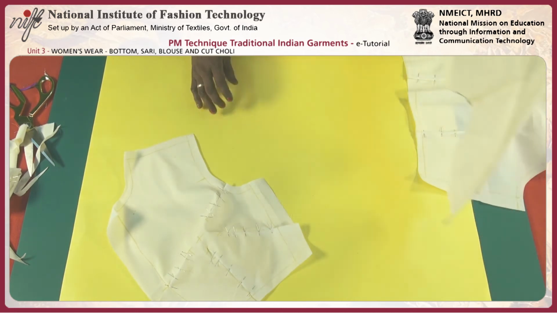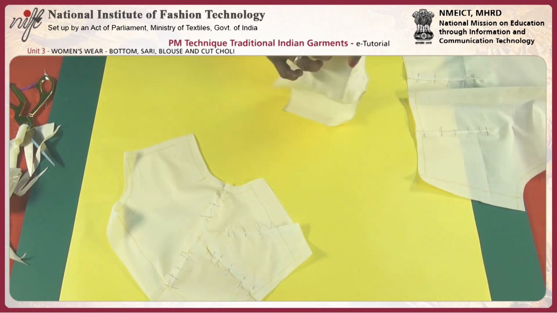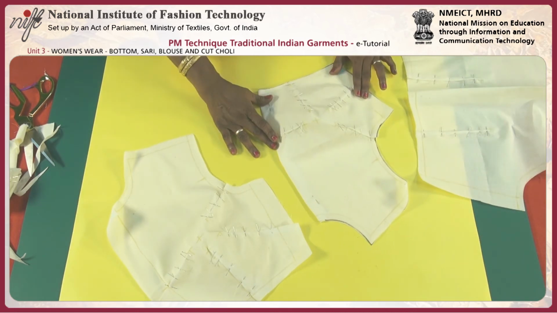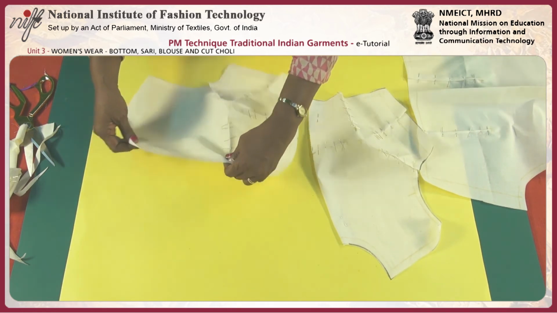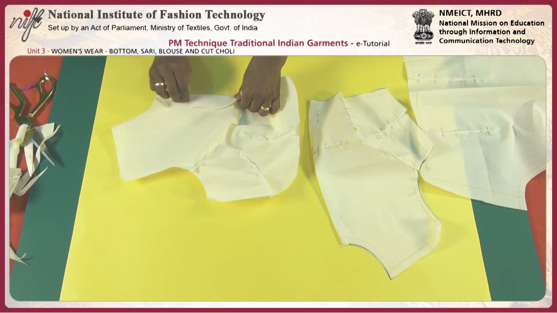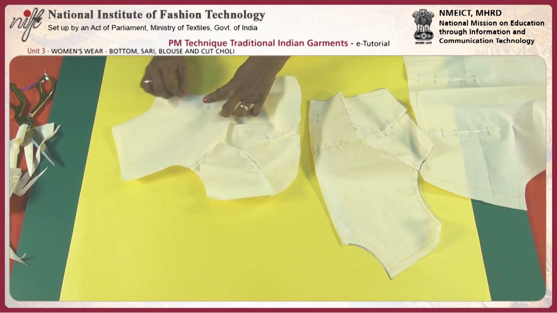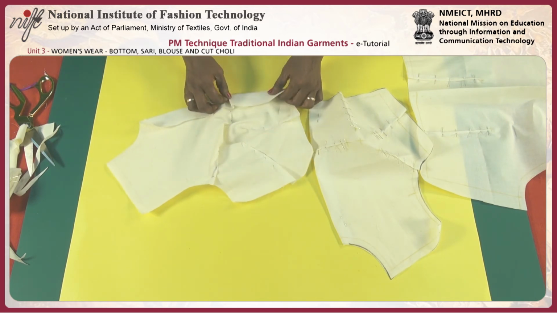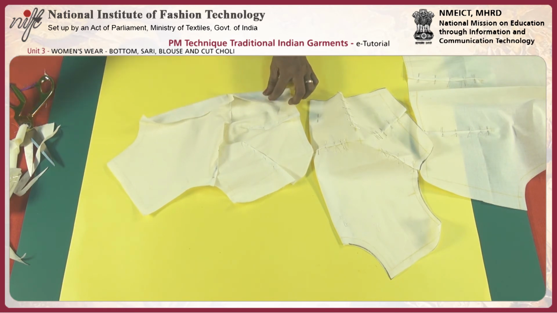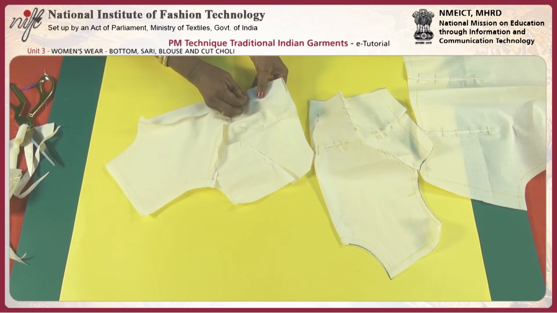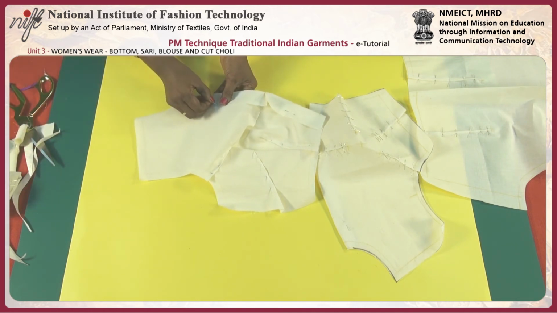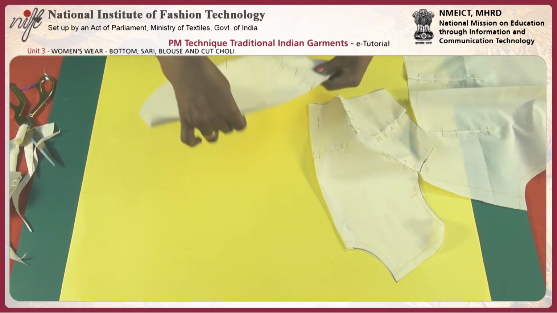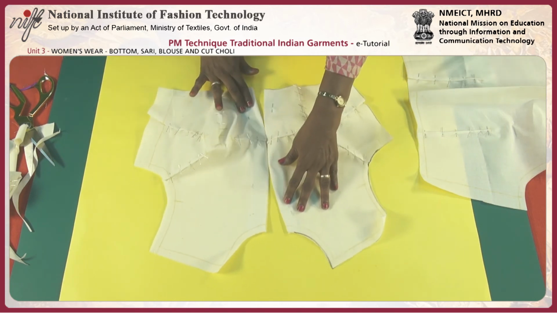If you want to do the complete test fit, you can also do the other side of the front the same way. Then fold the center front line and crease it. Both the fronts are done.